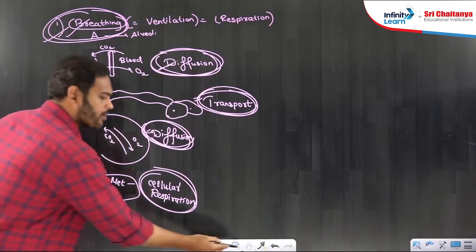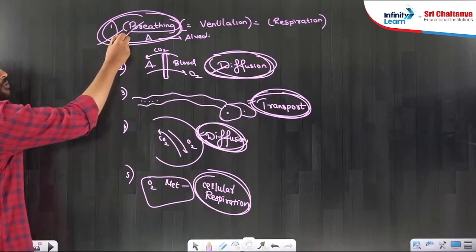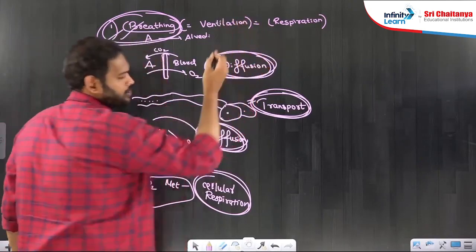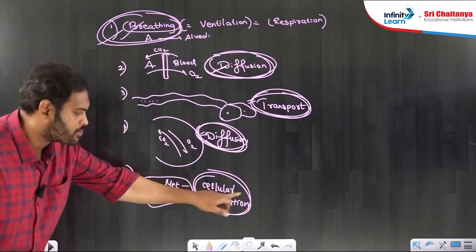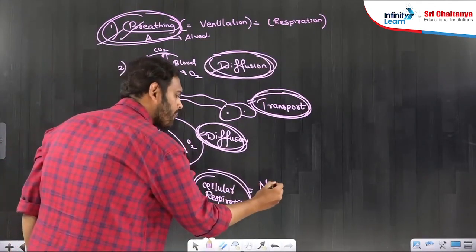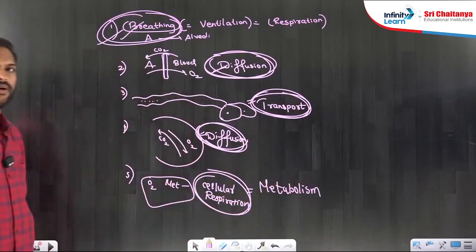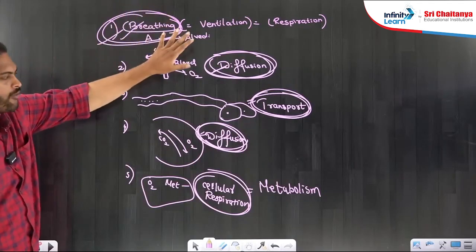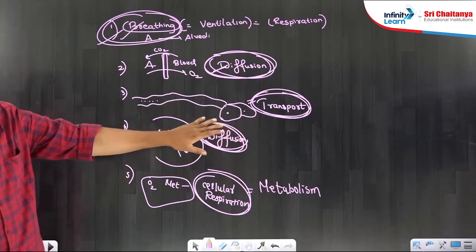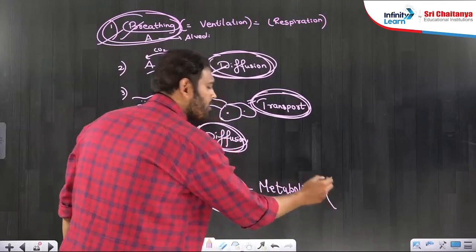Now, for information, we can use some synonyms here. Breathing is synonymous to ventilation, which is again synonymous to respiration. At the same time, cellular respiration is synonymous to metabolism. So, breathing, diffusion, transport, diffusion, metabolism. Guys, am I clear to you? Yes, very good. Metabolism is production of energy.